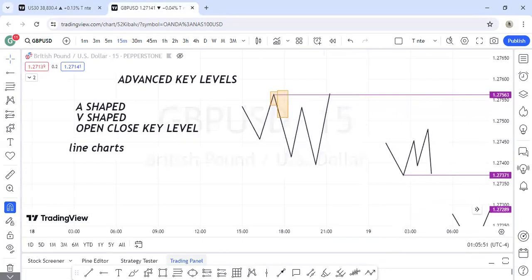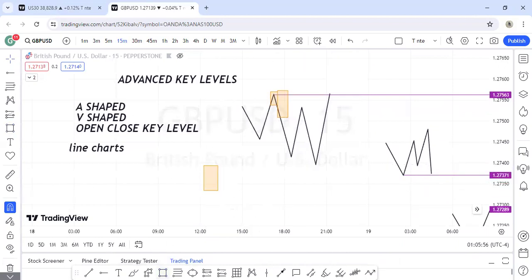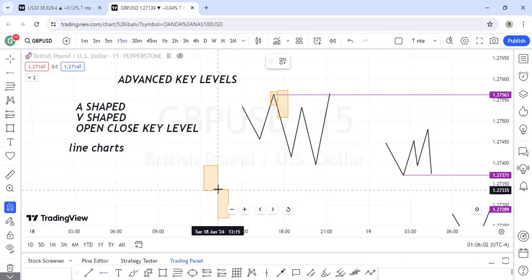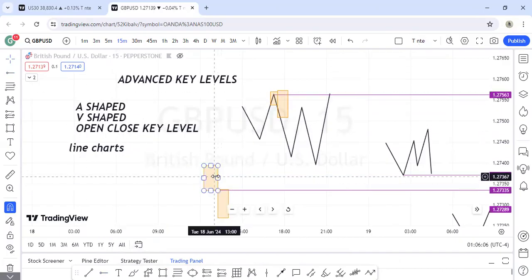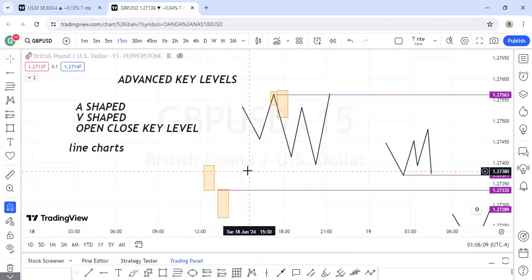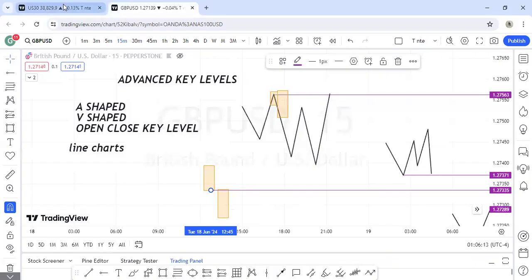Now, the open close key level forms with two candles. You see two candles side by side with the V shape and the line in between. The close prices are usually very equal. Open close key levels have two candles side by side, and the candles are very close.